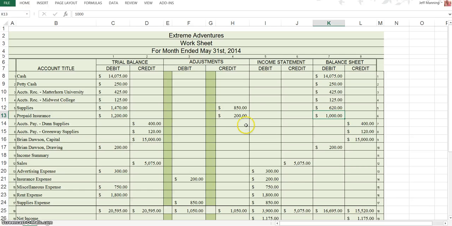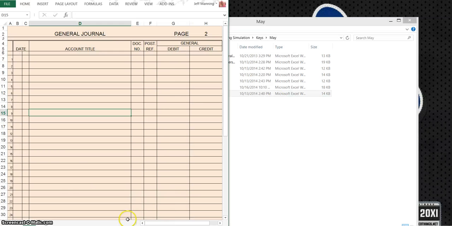Also, just a quick reminder, since we recorded 2 adjustments right here in the credit section, we had to also record an adjustment in the debit section, because for every credit transaction, there must be a debit transaction. So when I recorded $850 in the supplies, I also had to record an $850 debit in supplies expense. And when I recorded a $200 credit in prepaid insurance, I also had to record a $200 credit in insurance expense.